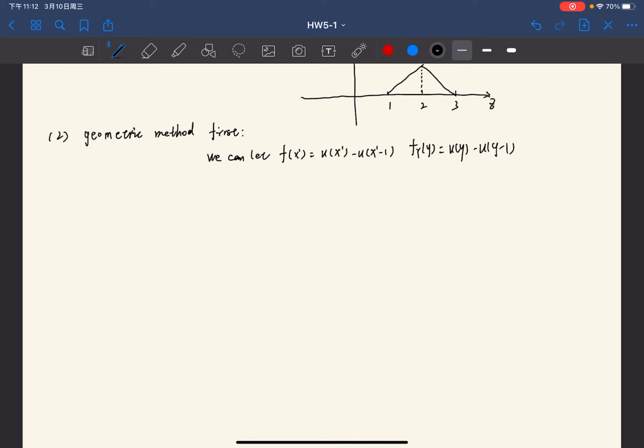And we let z prime equal x prime plus y. And so we can draw the figure of x prime and y. We can also draw the line y equals z minus x prime. And it's obvious that this point is z prime.